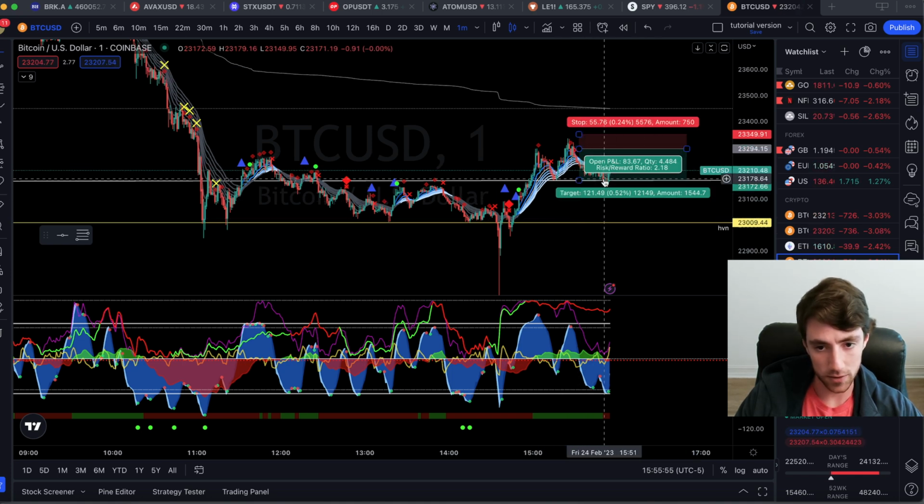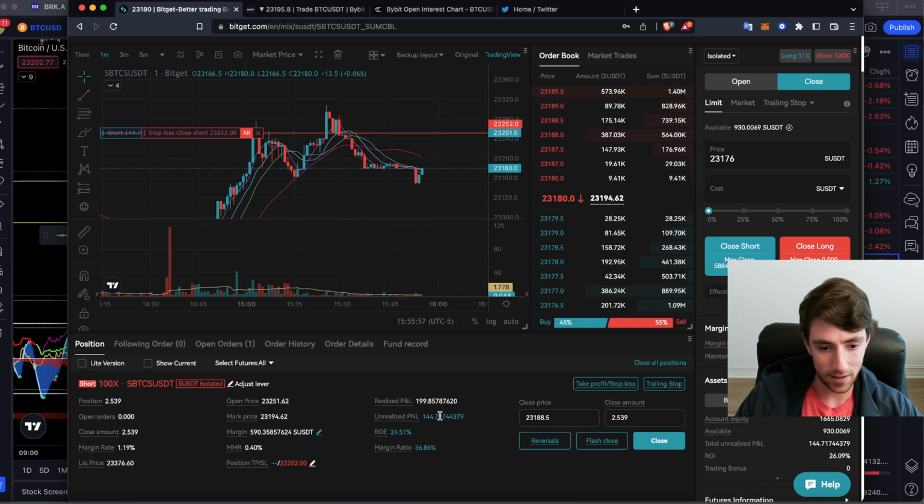Really good risk reward ratio too. Got that in, and I locked in the profits. This is what I would have done. And now I would just let it ride.